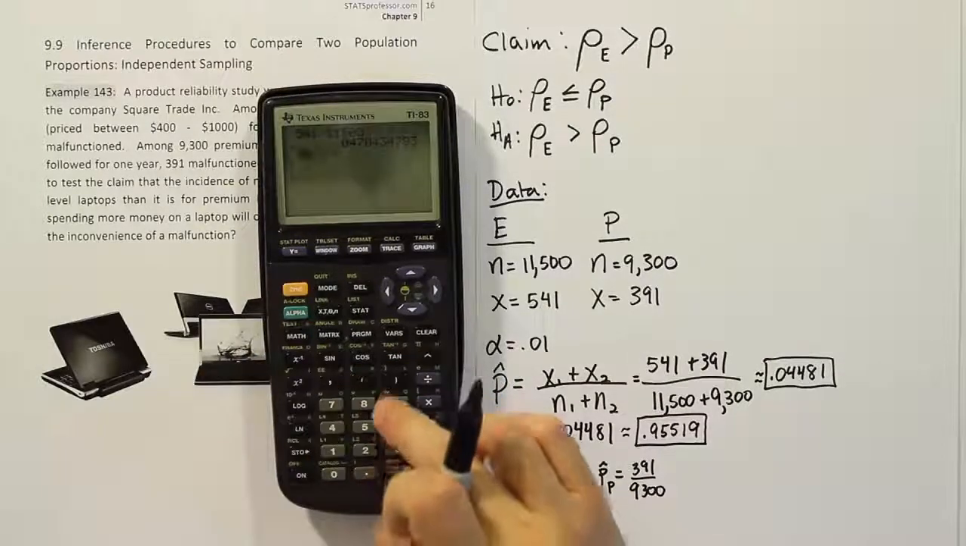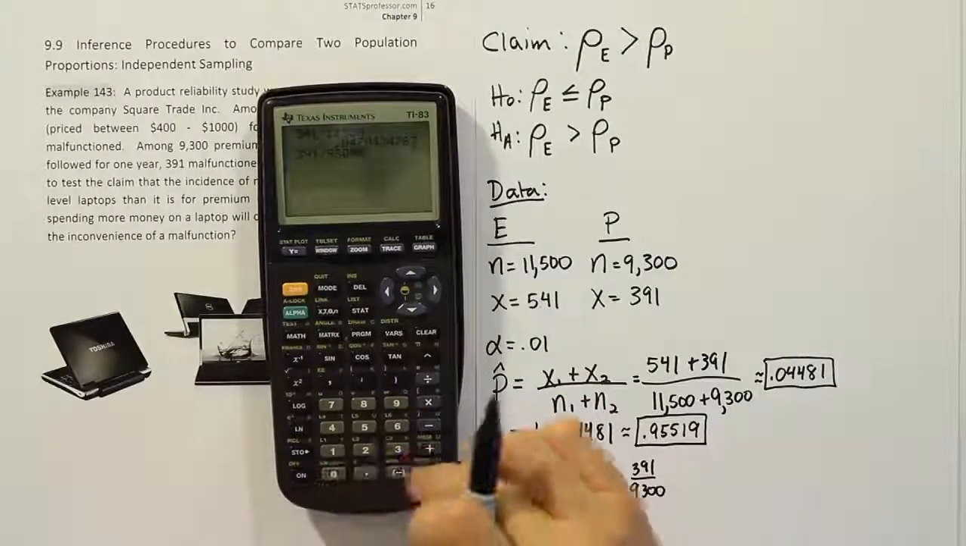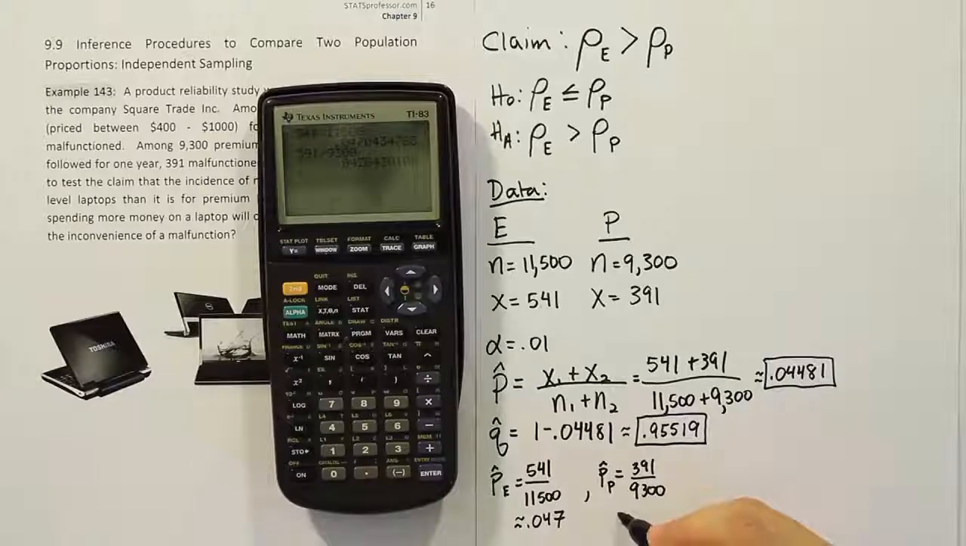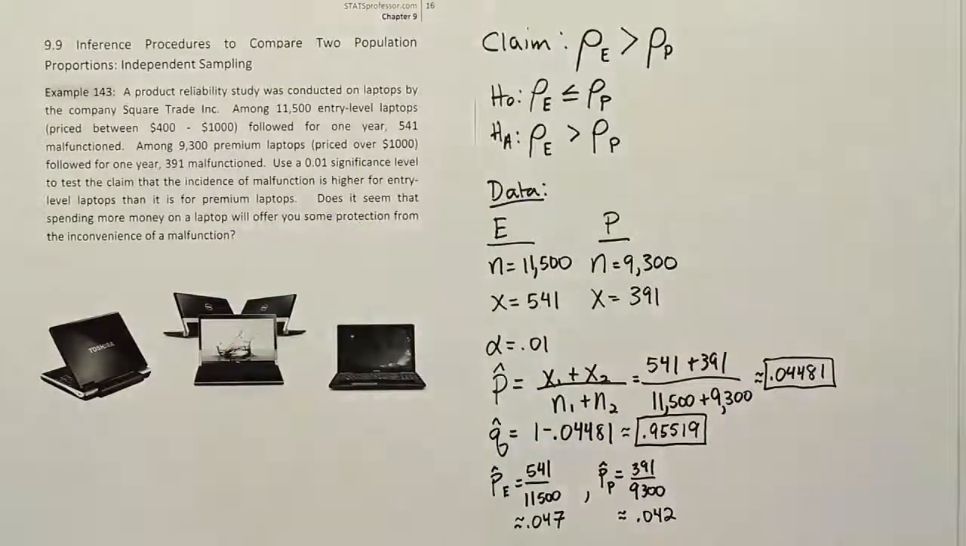So we'll do 391 divided by 9,300. And again, I'll round it to approximately 3 places. That's going to be 0.042. So if you look at it, it's about 4.7%, about 4.2%. So it's a little bit lower on the premium laptops. The question is, is that significantly lower, enough to justify the increased price?